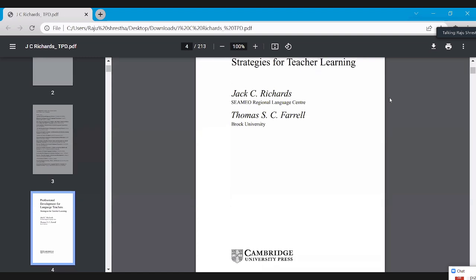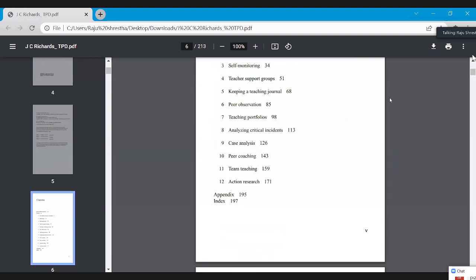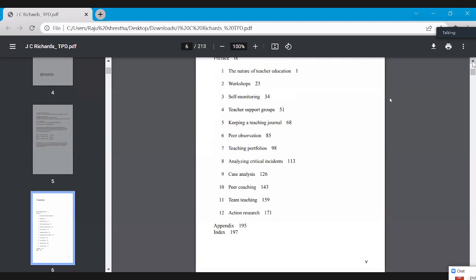Professional Development for Language Teachers, Strategies. Farrell. Now यहाँ हेर्नुस् त, यिनीहरु strategy हो. Workshop, self-monitoring, teacher support group, keeping teaching journal, peer observation, teaching portfolio, analyzing critical incidents, case analysis, case study, peer coaching, team teaching, action research. These are the 11 strategies given here. These are few to mention. There are others in strategies also we can use.